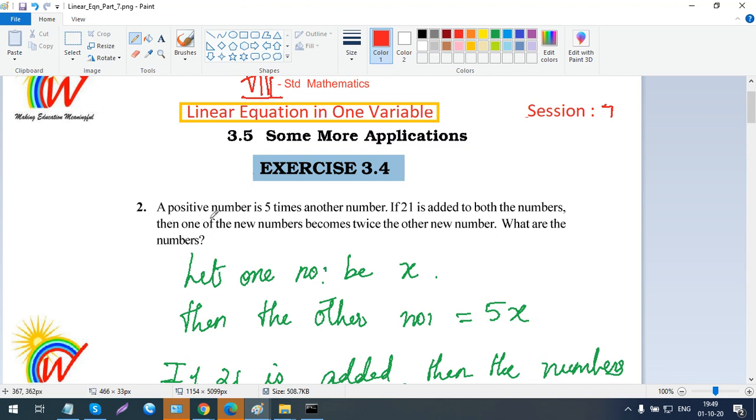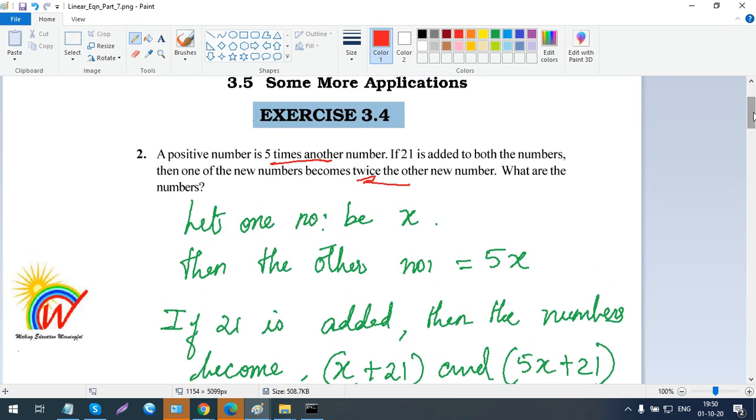A positive number is 5 times another number. If 21 is added to both the numbers, then one of the new numbers becomes twice the other new number. What are the numbers? First of all, they're asking you to find what are the numbers, right? So let the number be x. That's our first assumption. Whatever the question has asked, we assume that to be x.